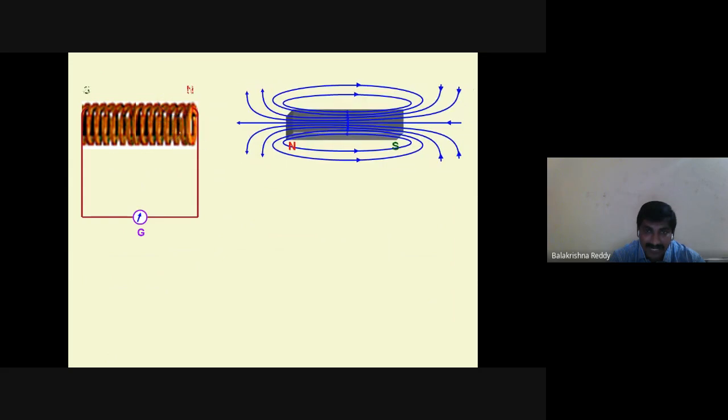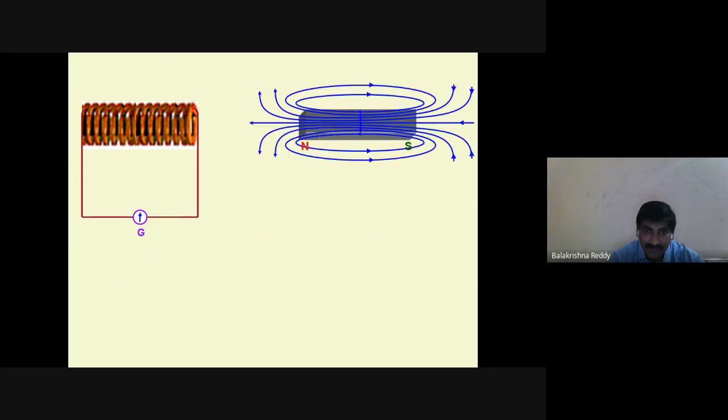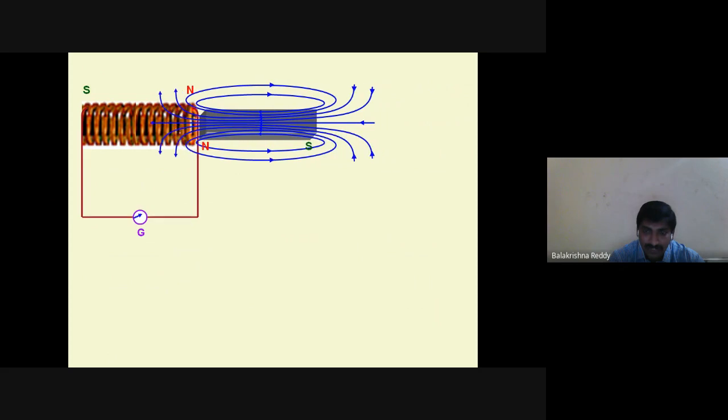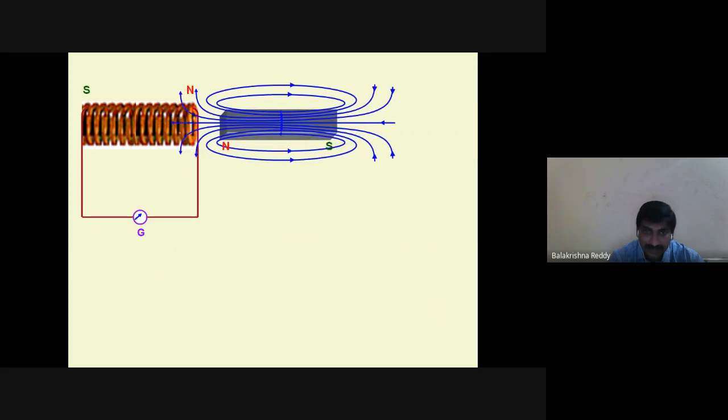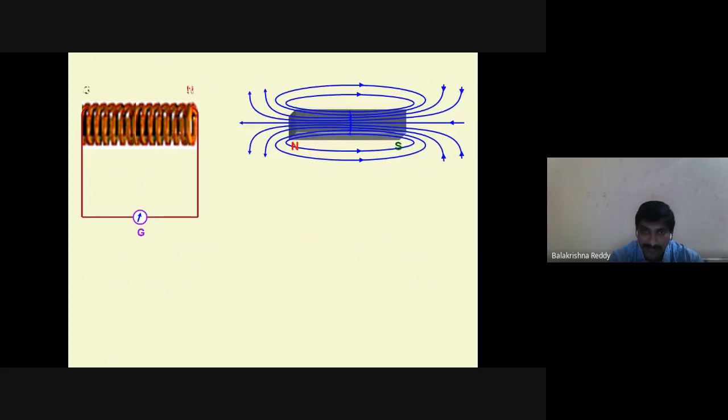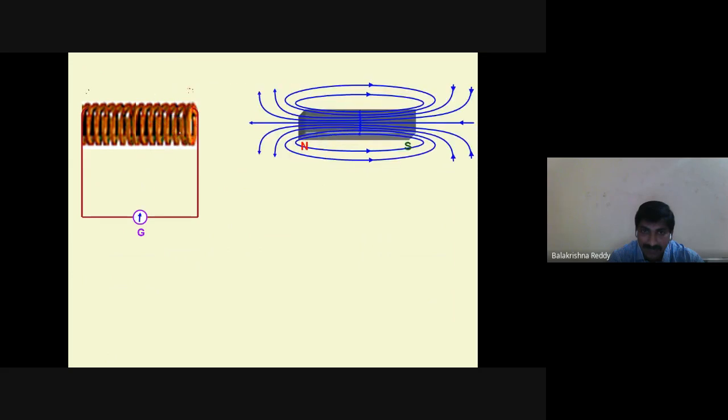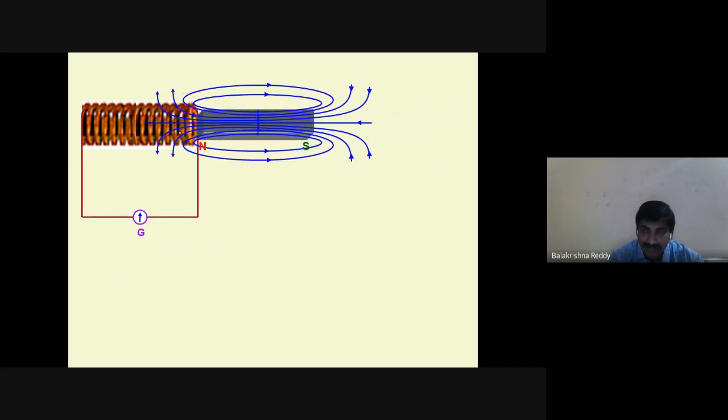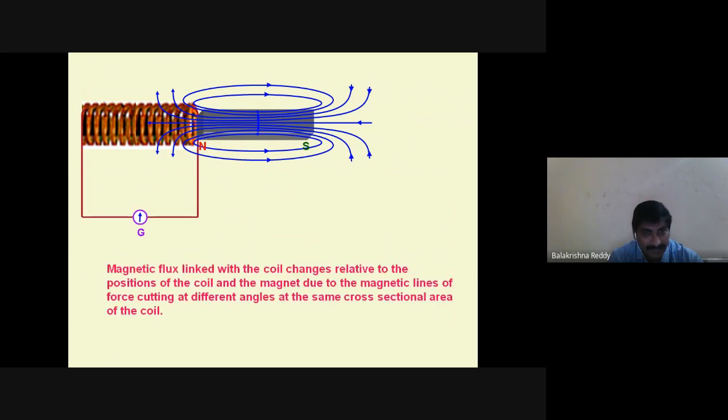Means if there is a change only, the current is produced. If no change, no current. The change comes by the motion of the magnet, right? You are finding? Yes, sir. This is the way Faraday did the experiment.